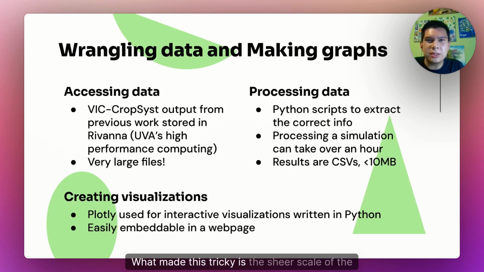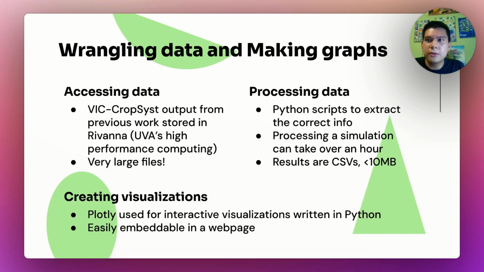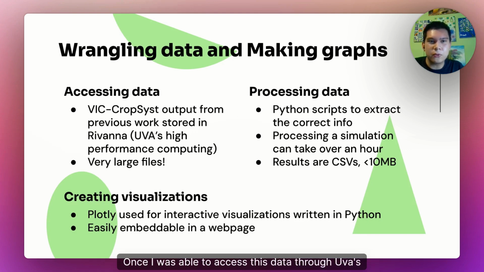What made this tricky is the sheer scale of the data that we're working with. Normally, I would be able to download the data and work with it locally, but some of these simulations were over 100 gigabytes, which means downloading them wasn't very feasible. Once I was able to access this data through UVA's lab machines, I used Python scripts to extract data and make smaller CSV files of just the necessary outputs.